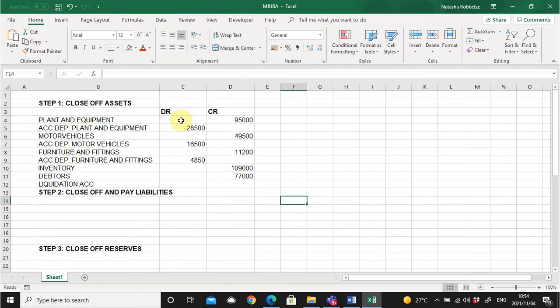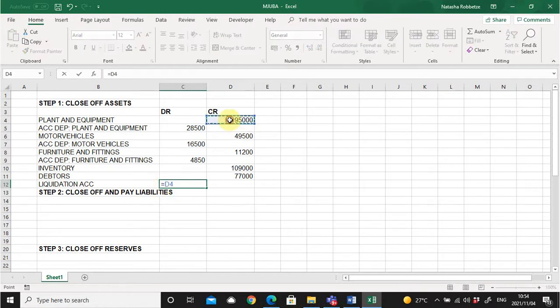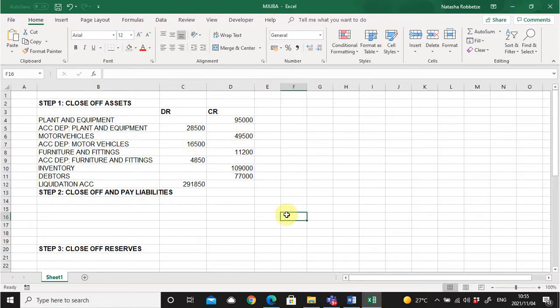So if I look at the two sides here, the debits and the credits should definitely be more. So the liquidation account will be our balancing figure, and thus I'm taking all the amounts on the credit side and then deducting the debit side to basically force balance this step. Minusing all the debits, we will get the amount that should be within the liquidation account, 291,850.